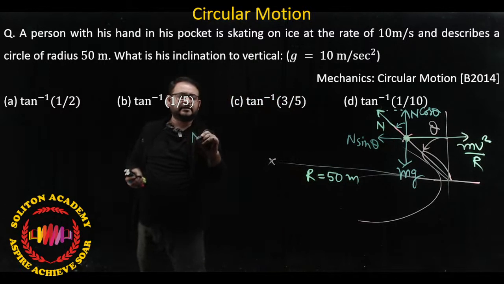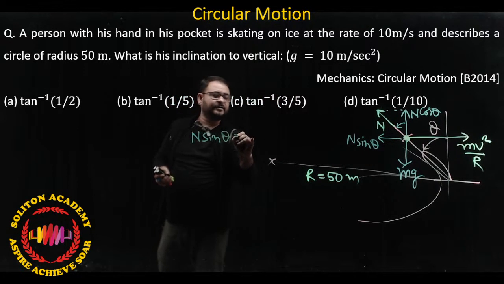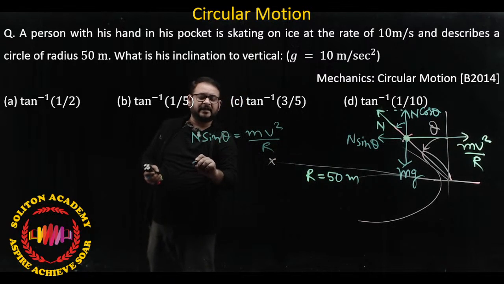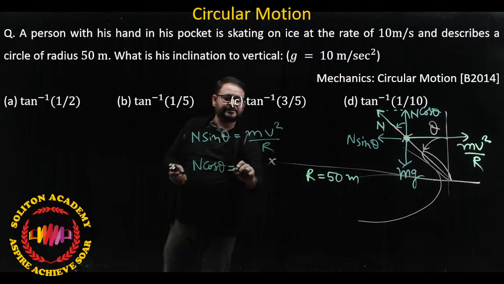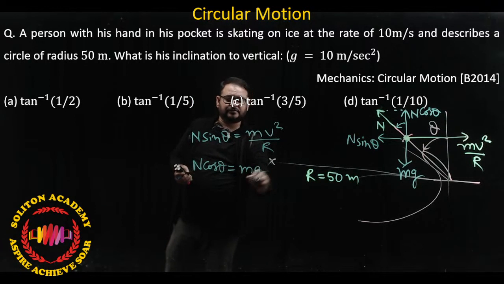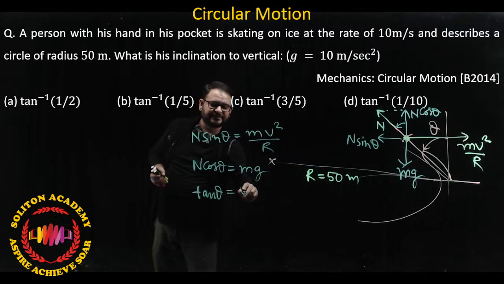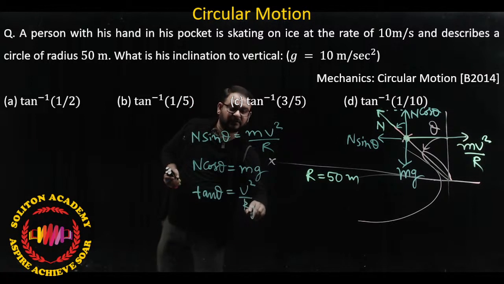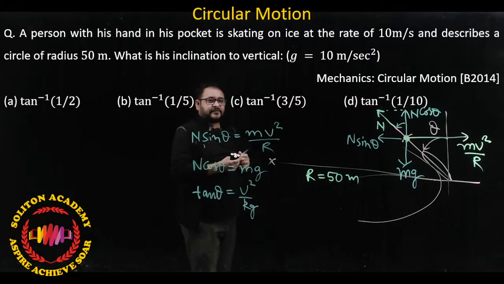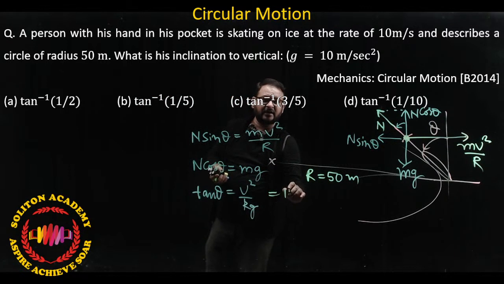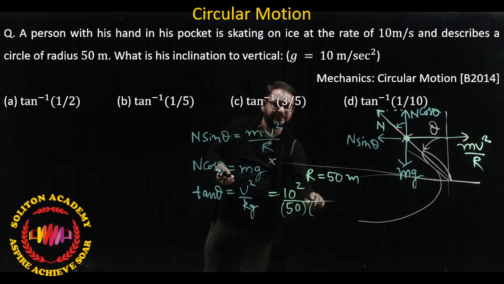तो हम क्या लिख सकते हैं, n sin theta is mv square by r and n cos theta is mg. So if you take the ratio of these, tan theta becomes v square by rg. Okay, तो अभी इसकी वैल्यूज डालेंगे हम. v की वैल्यू क्या है, 10 मीटर पर सेकेंड स्क्वायर. देखिए 10 स्क्वायर, r is 50, सब कुछ SI यूनिट में दिया हुआ है. g is 10.